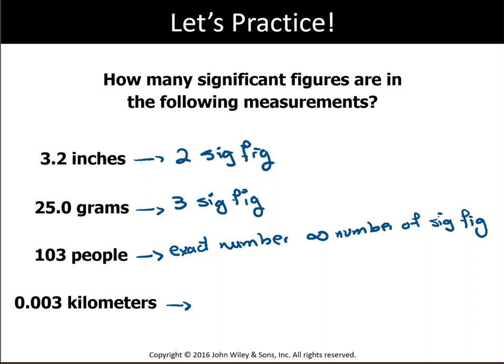Now the last one, 0.003 kilometers. Since we're measuring, we're going to look into the significant figures. It is a number that includes zero, and those zeros come before the first non-zero digit. So this will only have one significant figure.